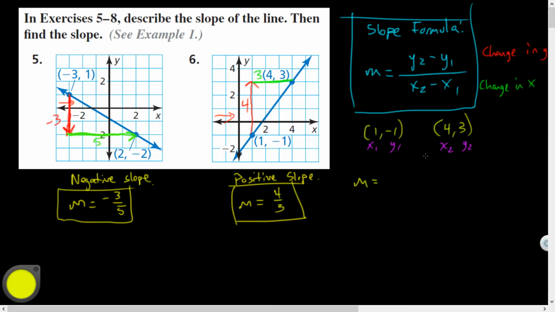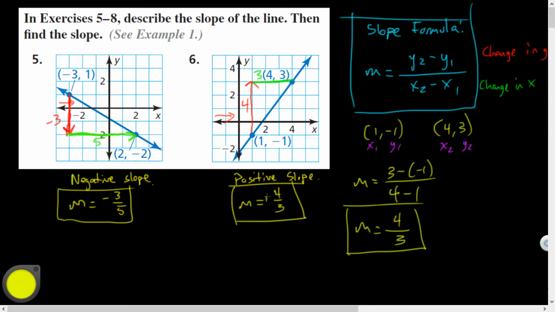So m is equal to y2 minus y1, so 3 minus a -1 over x2 minus x1, so 4 minus 1. Now I'm expecting it to equal this. It should be the same thing. So 3 minus a negative 1 is 3 plus 1, which is 4, and 4 minus 1 is 3. So I do, in fact, get 4/3. Notice I also had a positive slope here, and that's also what I expected since the graph was rising as I run to the right.